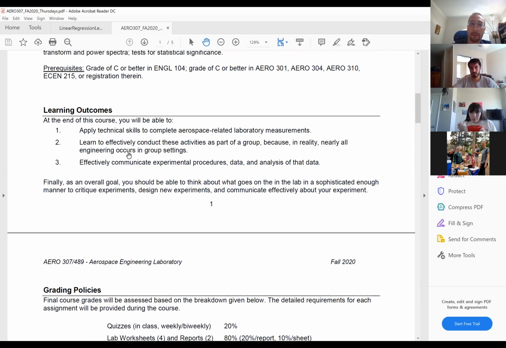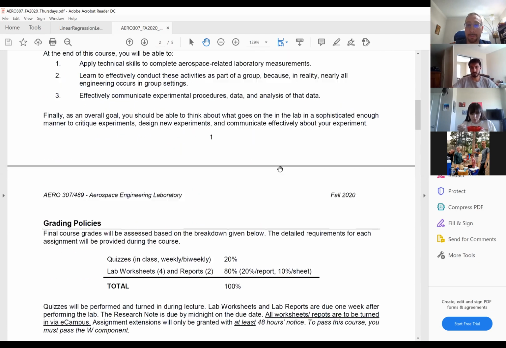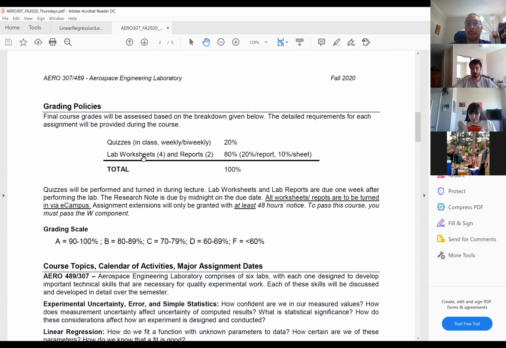Also, this is one of the courses that will gauge your performance to analyze the data and to present the data. As a result of these 6 labs, you will turn in 2 lab reports and 4 lab worksheets. I'll explain them in a minute. That comes up to a total of 80% of the total grade. The other 20% is the quizzes.